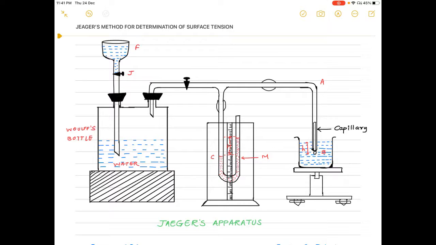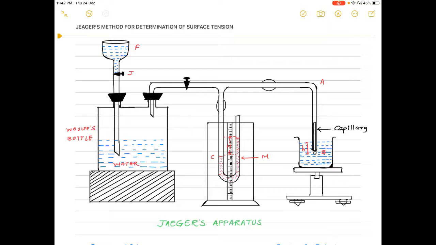So we'll start with today's topic, that is Jaeger's method for determination of surface tension. When the column of liquid that rises in a tube dipping vertically into a liquid is slowly forced down by applying gas pressure, the pressure steadily increases to a well-marked maximum just before the bubble escapes from the end of the tube. This is the basic principle on which Jaeger's method is based, and the scientist Jaeger first employed this phenomenon to measure the surface tension.